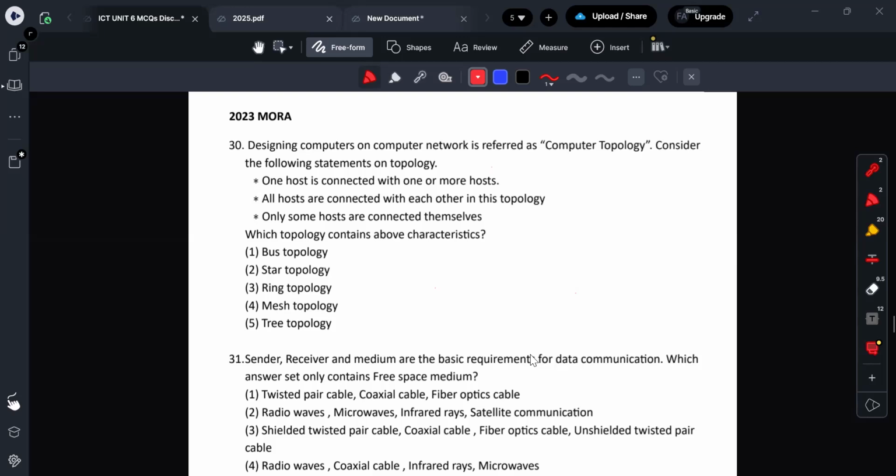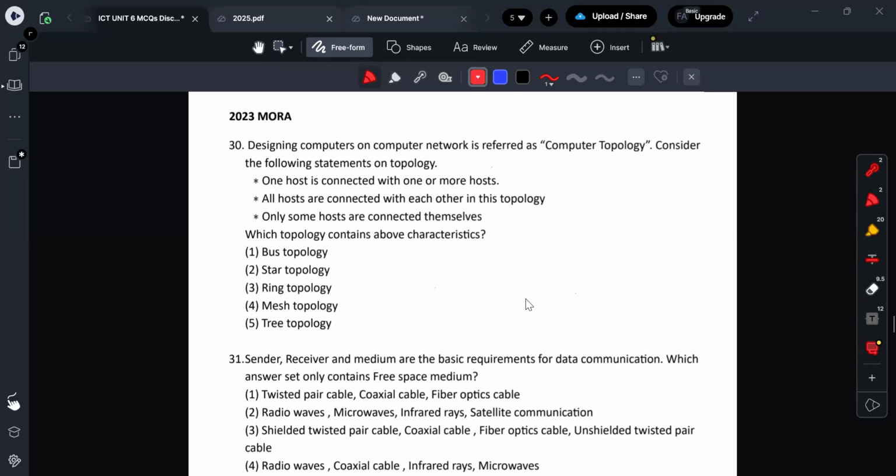Okay, so the 2023 Mora paper. Designing computers and computer network is referred to as computer topology. Consider the following statements. They are giving some characteristics of some topology and they are asking which one it is. One host is connected with one or two more hosts. What is this? Bus, no. Star, ring, no. Then mesh topology, right? All hosts are connected with each other in this topology. That is also mesh. Only some hosts are connected to themselves.